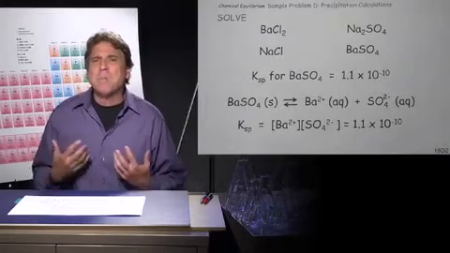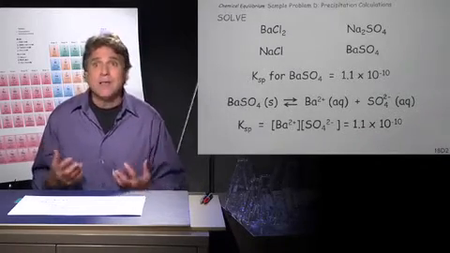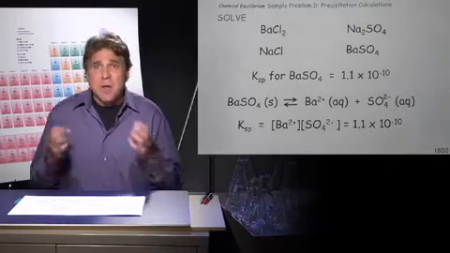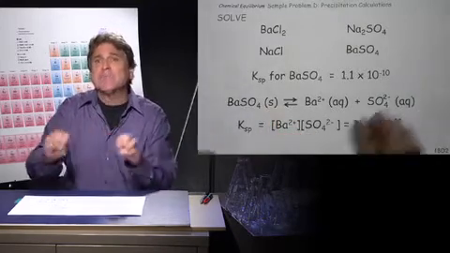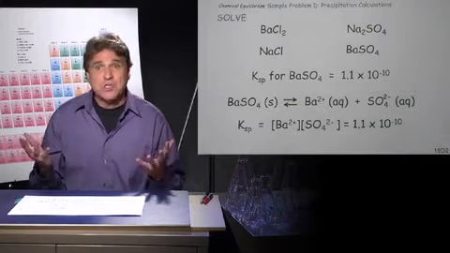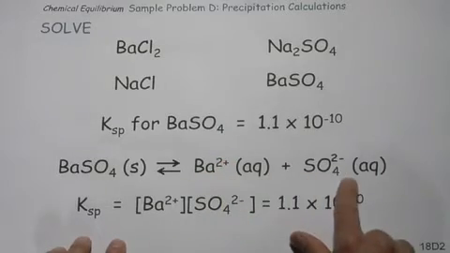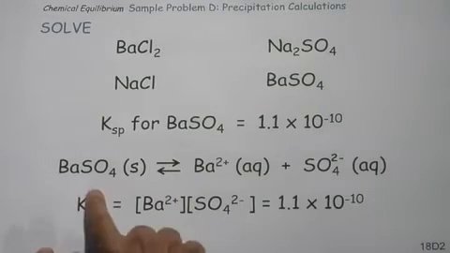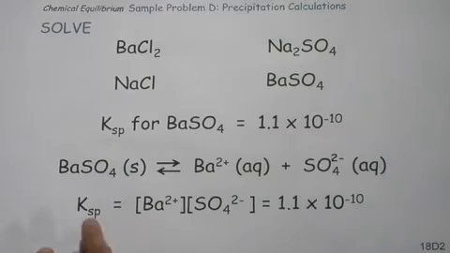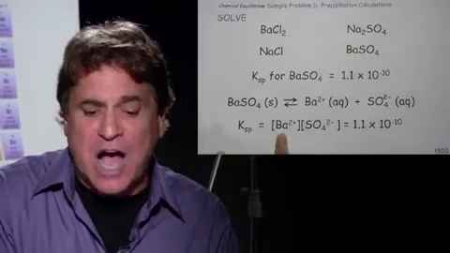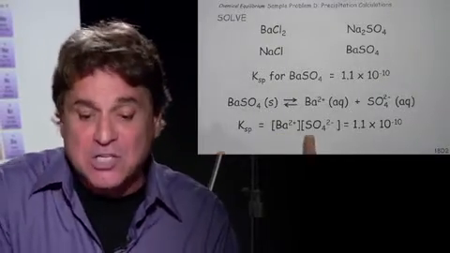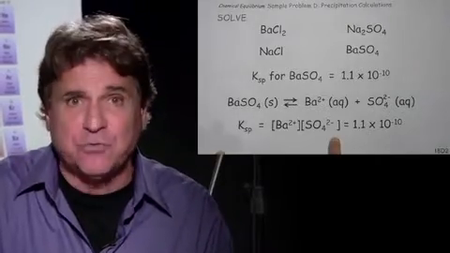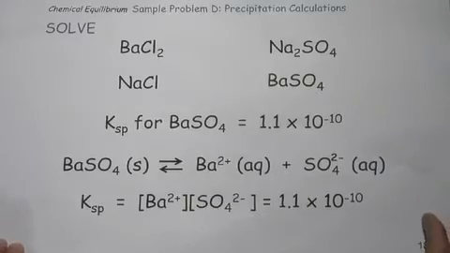Now, what is going on when barium sulfate is in water? Well, it's breaking down, it's dissolving. Barium sulfate is a solid, but it's going to break up into its component ions. Which ions? Barium and sulfate. So now we have an equation which represents the dissolution of barium sulfate. We also have the Ksp value for barium sulfate, which is 1.1 times 10 to the minus 10, which is equal to the concentration of barium ions times the concentration of sulfate ions.